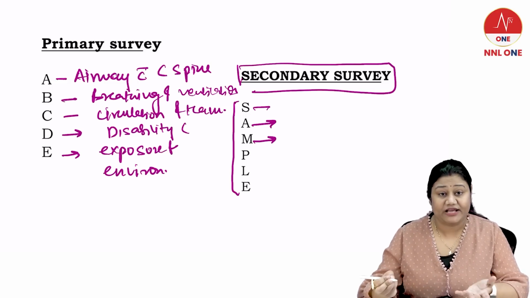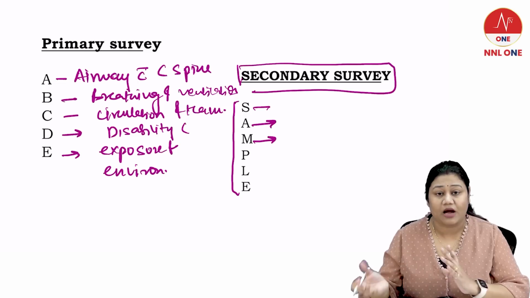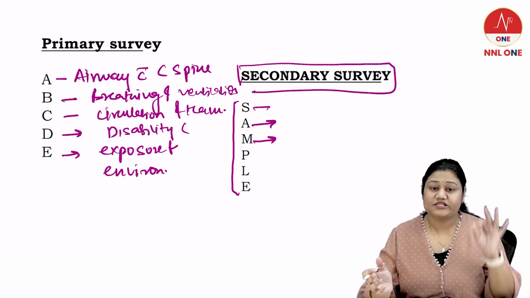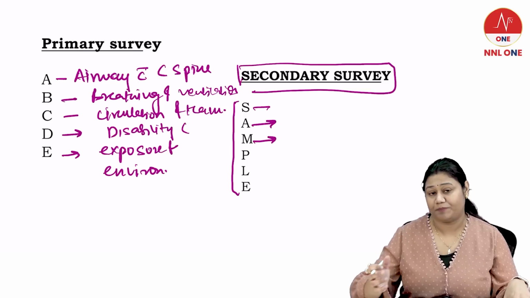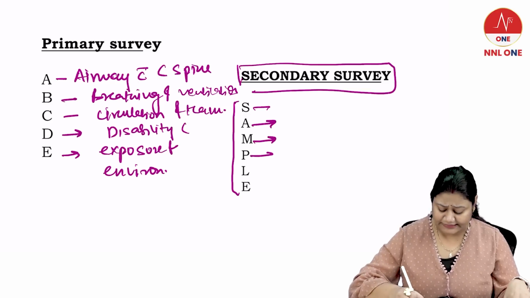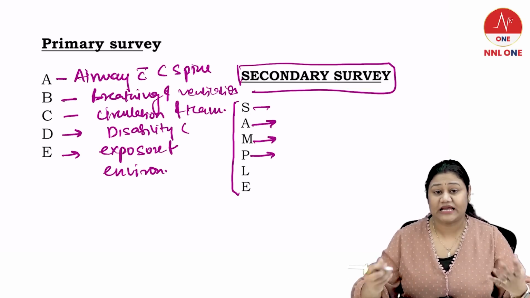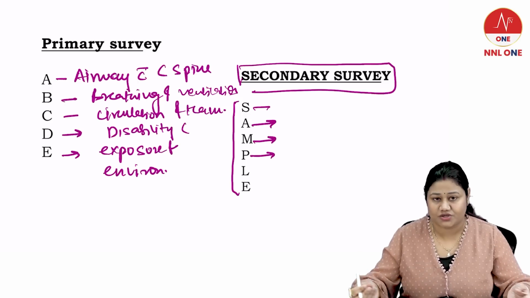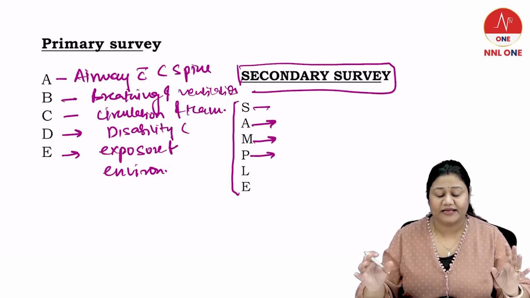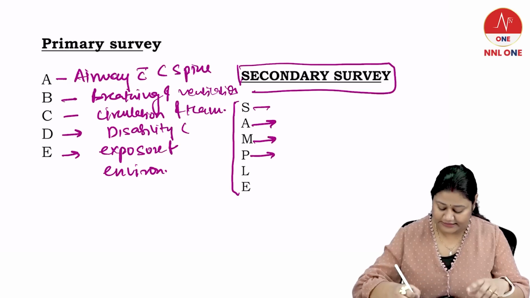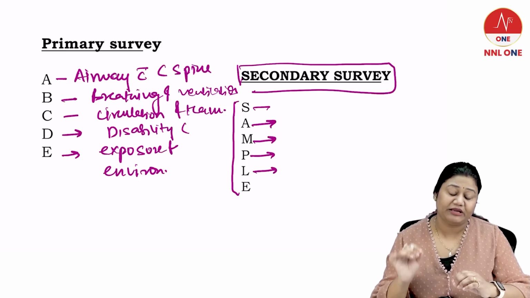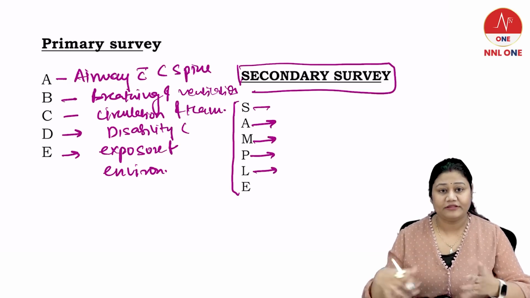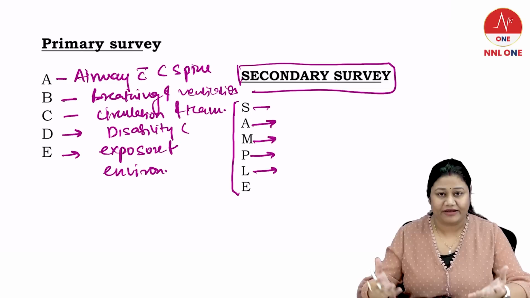M is medication, if the patient is taking any over the counter or any specific prescribed medication right now. Then P stands for past history: past medical history, past surgical history, past obstetrical history, all the past history we have to collect. L stands for the last meal the patient had taken before this injury or this event occurred.